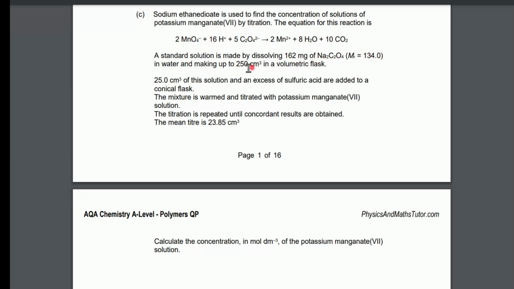25 cm³ of this solution and an excess of sulfuric acid are added to the conical flask. The mixture is warmed and titrated with potassium manganate(VII) solution. The titration is repeated until concordant results are obtained. The mean titre is 23.85 cm³.